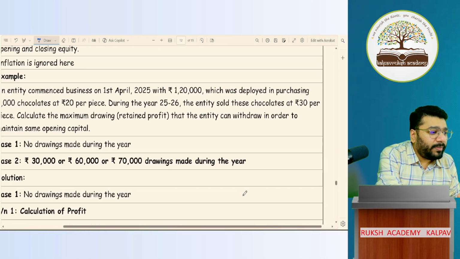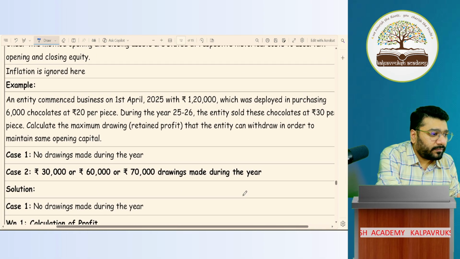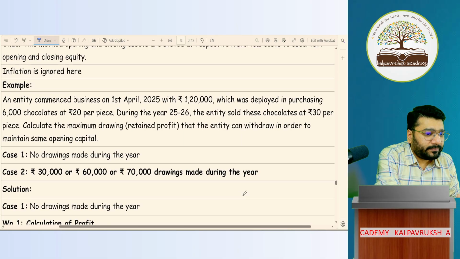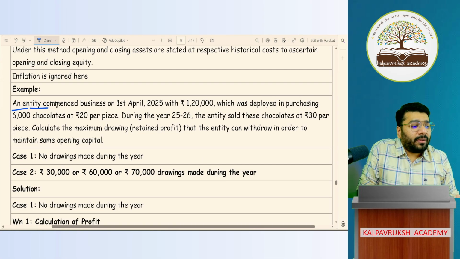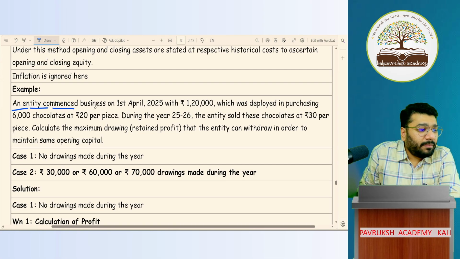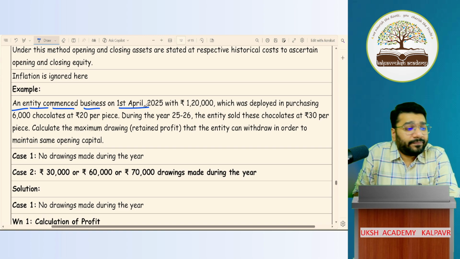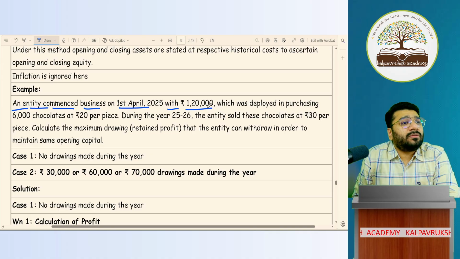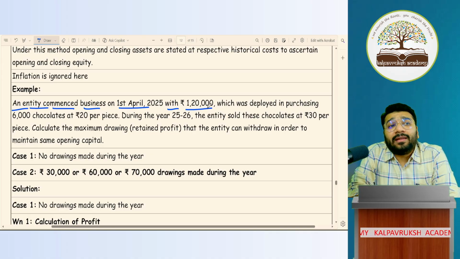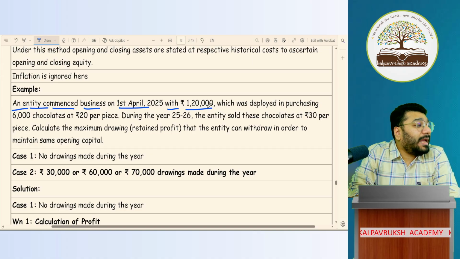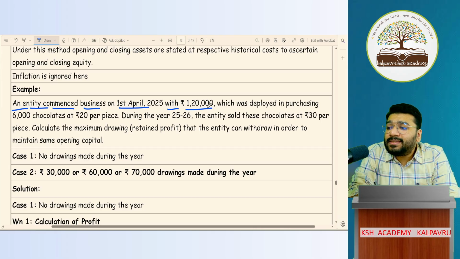Now, I'll take one example to make you understand. Then I'll come back to theory and discussions. An entity commenced business on 1st April 2025 with rupees 1,20,000. What is this 1,20,000? Initial capital. Got it, not got it? He is starting the business with this amount. This is the initial capital contributed by him to start the business.